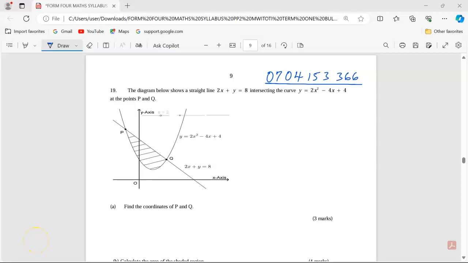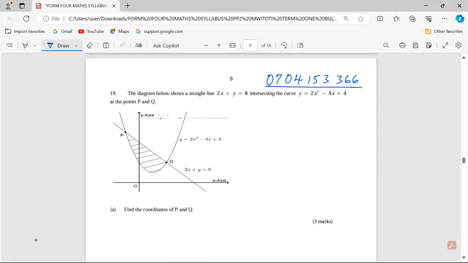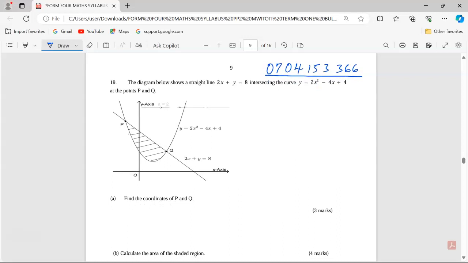We're going to talk about area by integration. We are told that the diagram below shows a straight line 2x plus y equals 8, intersecting the curve y equals 2x squared minus 4x plus 4 at the points P and Q, just as shown on the diagram, where the line intersects the curve.